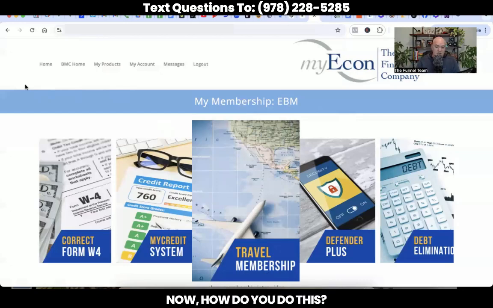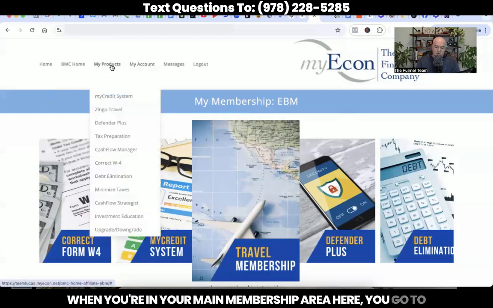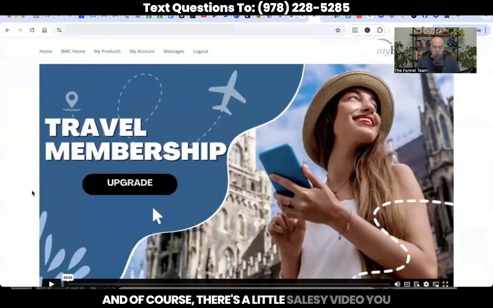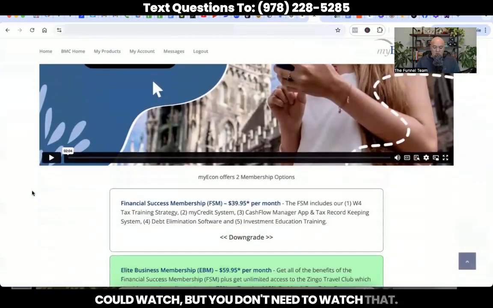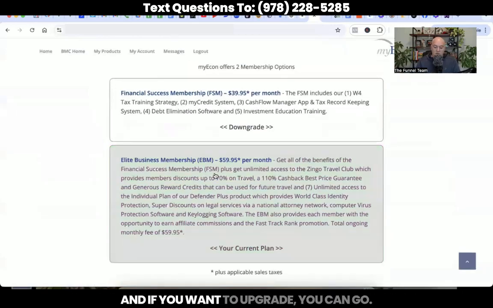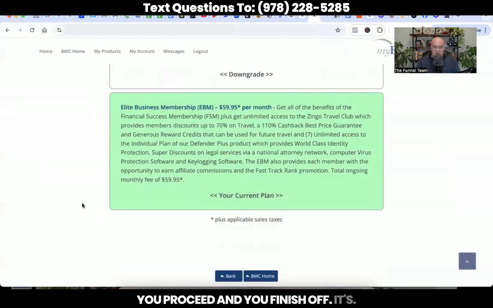Now, how do you do this? How do you upgrade your membership? It's pretty simple. When you're in your main membership area here, you go to My Products and you can scroll all the way down right here and you'll see where it says Upgrade, Downgrade. Okay. So you can click on that. And of course, there's a little salesy video you could watch, but you don't need to watch that. It's really simple. You just select which specific membership that you want. And if you want to upgrade, if you're currently at the FSM level, you simply select the next level up and then you proceed and you finish off. It's really, really simple if you want to do that.